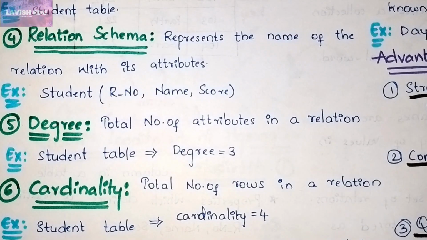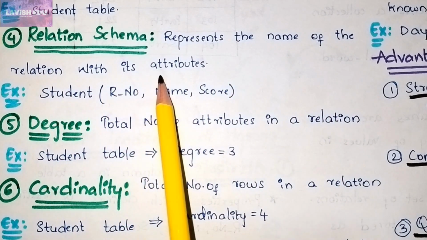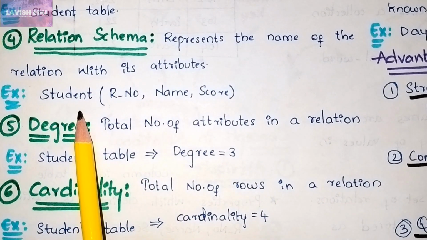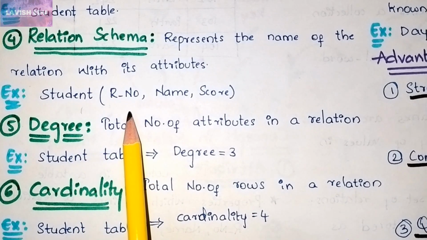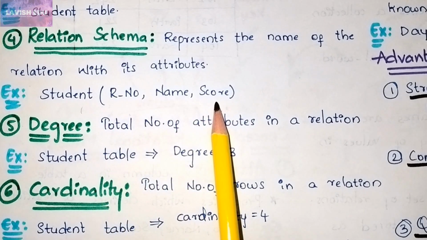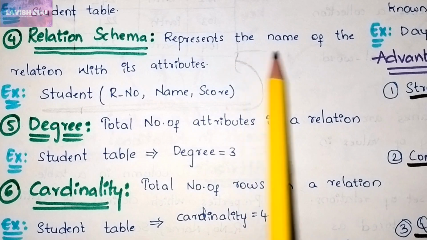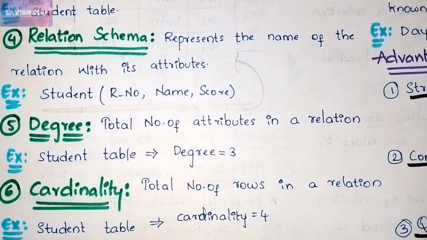Next we have relation schema. It represents the name of the relation with its attributes. That is, in the above example, student is the table name, whereas roll number, name and score represent the attributes. This kind of representation we term a schema representation, that is, relation schema.